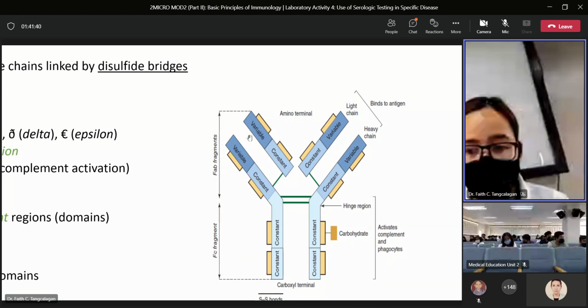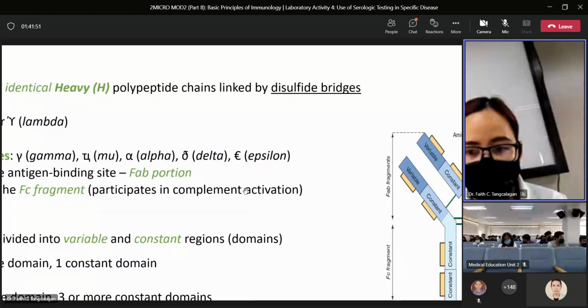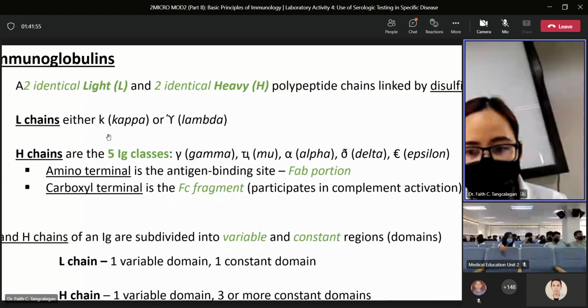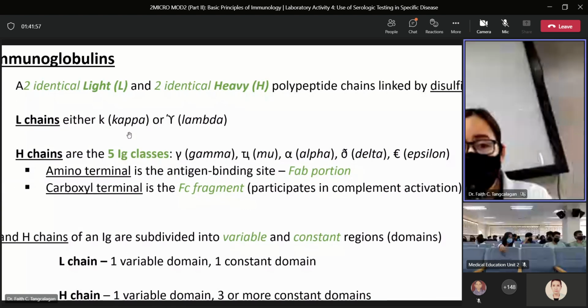Both light chain types can occur in all immunoglobulins, but each immunoglobulin contains only one type of light chain. That's what we try to emphasize: no immunoglobulin has both. If it's kappa, then it's only kappa. If it's lambda, then it's only lambda.